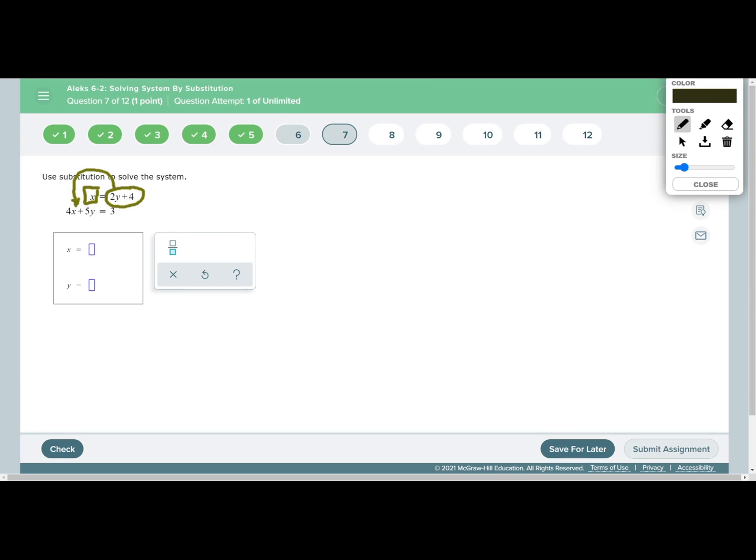Now, I'm going to write this down. 4x plus 5y equal to 3. And we just said that x will be replaced by 2y plus 4. Okay, then we bring down the rest. Now, some of you may ask me, what happened to the 4? That is the correct question. What happened to the 4?